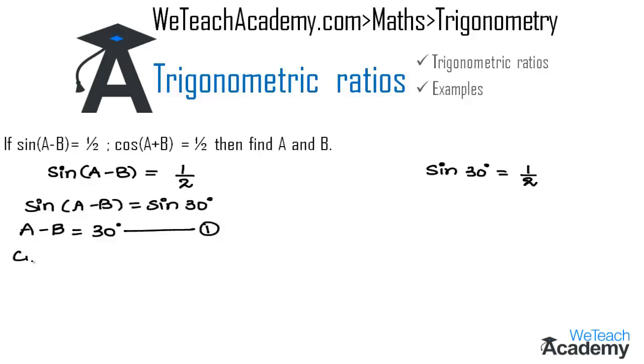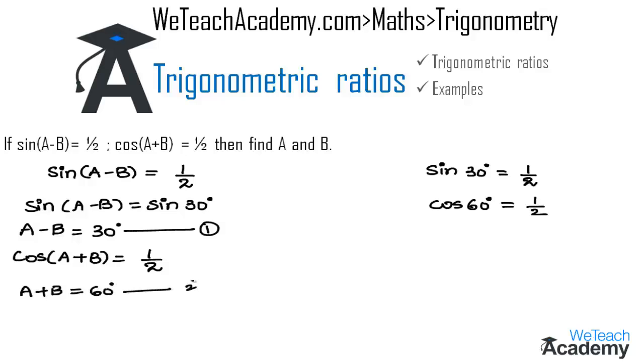Now let us consider cos (a plus b), which is equal to 1 by 2. Here we already know that cos 60 degrees is equal to 1 by 2. So by replacing 1 by 2 with cos 60, we get a plus b is equal to 60 degrees. Let us name this equation as equation 2.